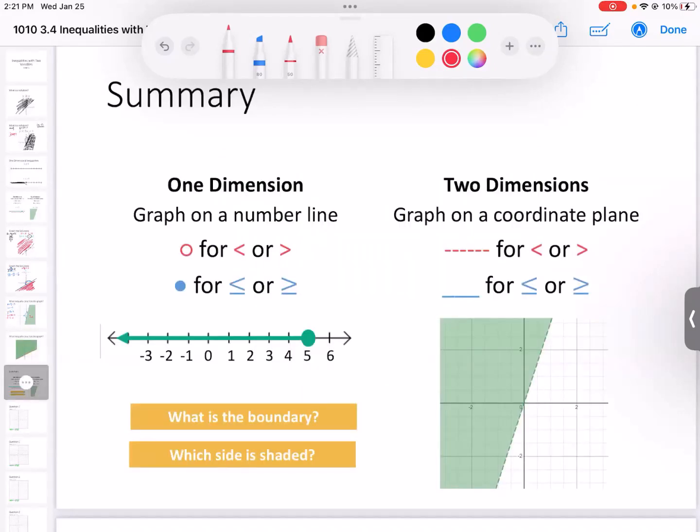So here's that summary page again. And these two yellow boxes describe the process that you do, regardless of whether they give you the graph and ask for an inequality, or if they give you the inequality and ask for a graph. So if you want to add those to your notes real quick, go ahead. And then you can open up your homework. And I'm going to start on question 7, because question 7 is kind of a unique situation.